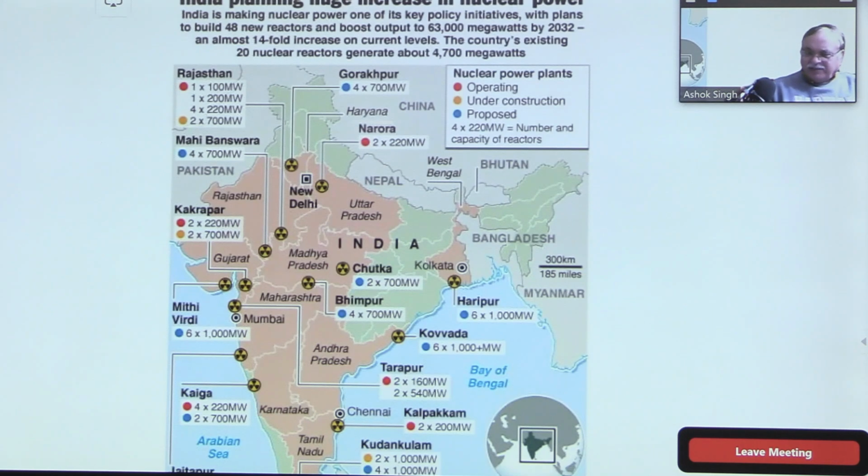Some of the other places, you have proposals to build reactors. They have not actually been built. You look at these, for example, 6x1000, Kovada, Haripur, Mithi Virdi in Maharashtra. These are proposals. Currently, they are not even under construction, just proposed. And these would also be bought from abroad. If the proposals are finalized, they will be bought from abroad.